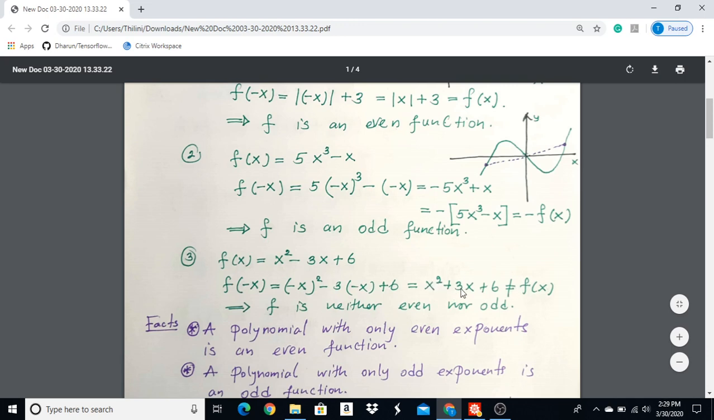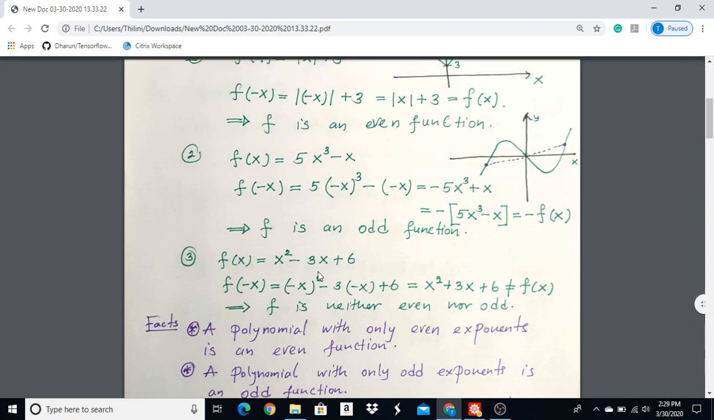But you can't make this function equal to f of x or negative of f of x. So this is never equal to f of x, or f of negative x. So it has no symmetry, so we say that it is neither even nor odd.